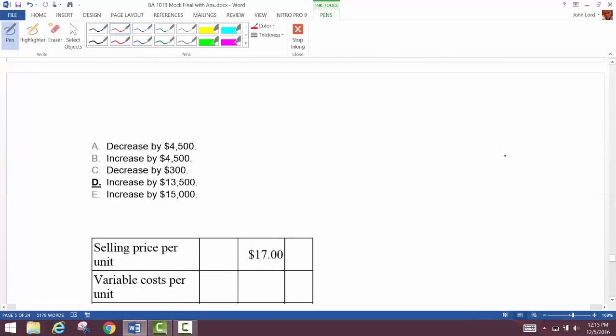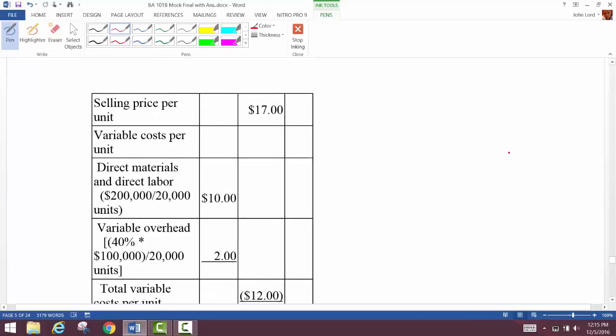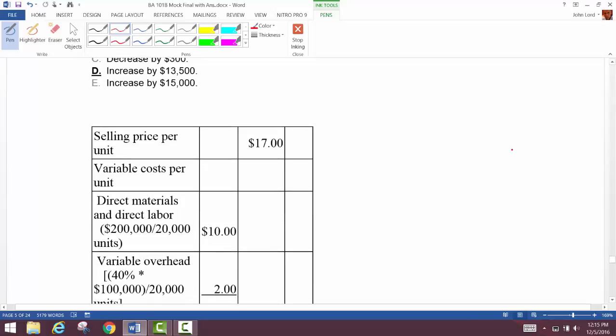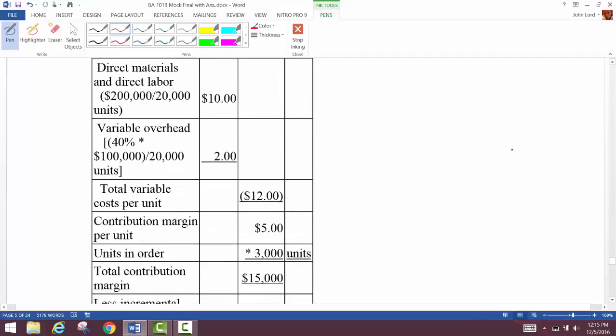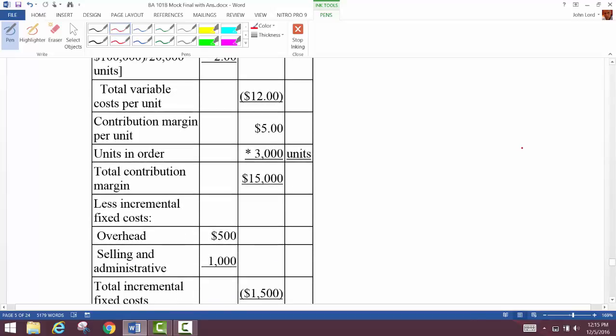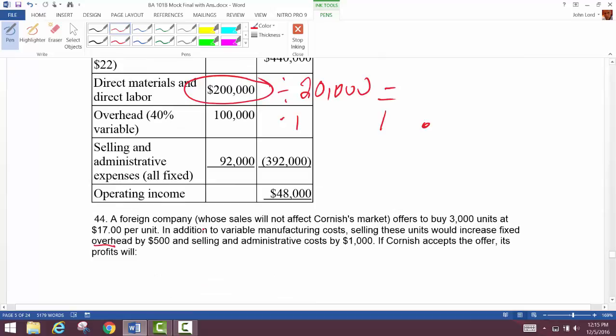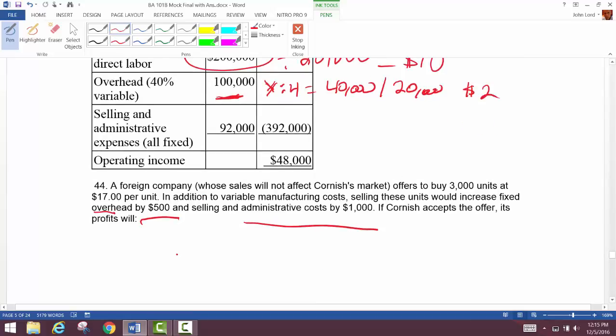So we got the 10. We got the 2. That's it, right? Everything else is fixed. Okay, so that gives me contribution margin times the additional units. And that gives me the 15,000. Oh, I see what they did. And then they took out, because they did tell us there was additional overhead and additional selling and administrative. The problem told me additional selling and administrative, and additional fixed costs. So I had to pick those up.